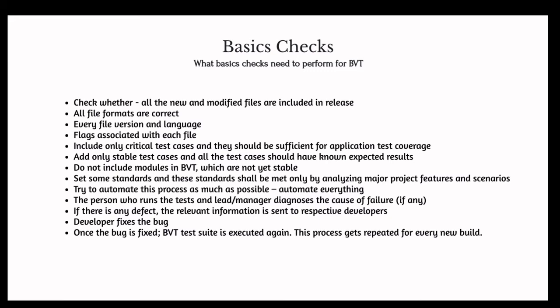Include only critical test cases. There should be sufficient application test coverage, but we should not go for thorough or in-depth testing. We should cover very basic and very important scenarios which can validate our build stability. Add only stable test cases. Do not include modules in BVT which are not yet stable.